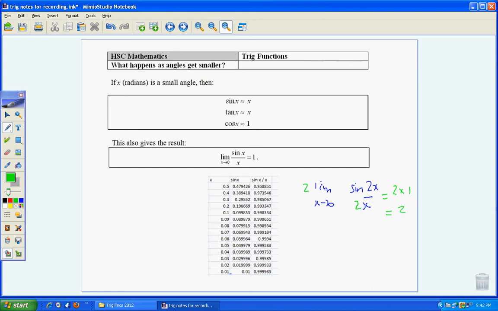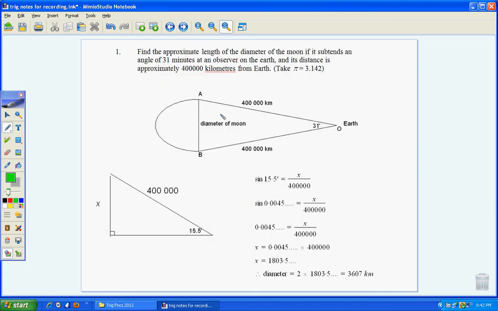So it'll equal 2. So there's an application of it. As I said, we don't usually see that, but all it is, is manipulating the angle to get what we want there. So in another application here, we've got an angle of 0.31 degrees, which is really small.